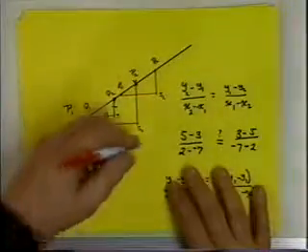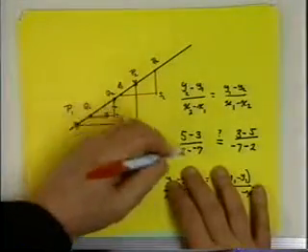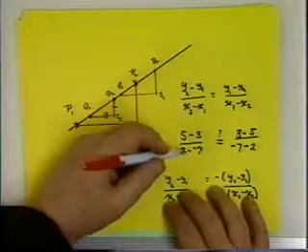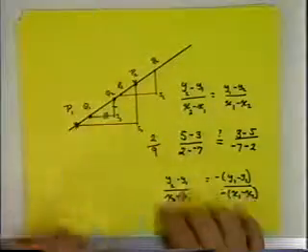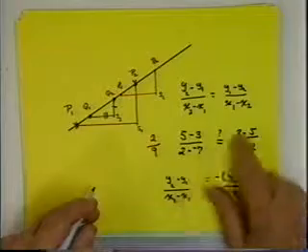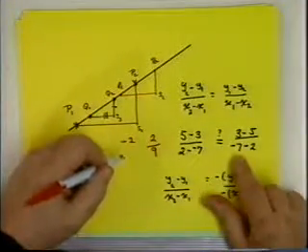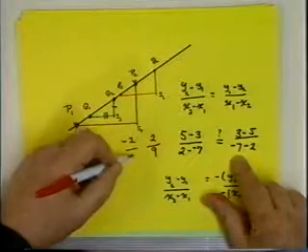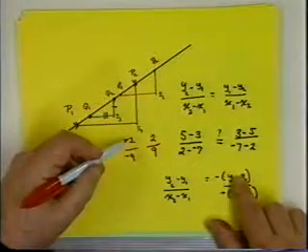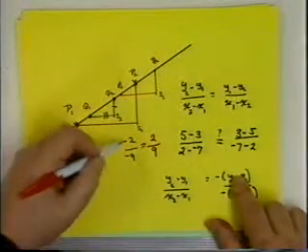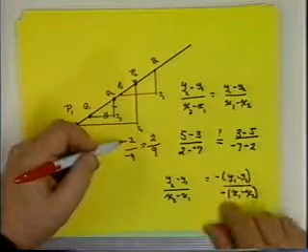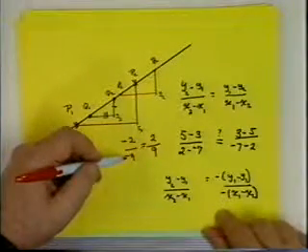What happens here? 5 minus 3 is 2. 2 minus negative 7 is the same as 2 plus 7, which is 9. This would come out to be 2 ninths. What happens over here? 3 minus 5 is negative 2. Negative 7 minus 2 is negative 9. Negative 2 over negative 9 is what? Positive 2 over 9, because negative divided by negative is positive.